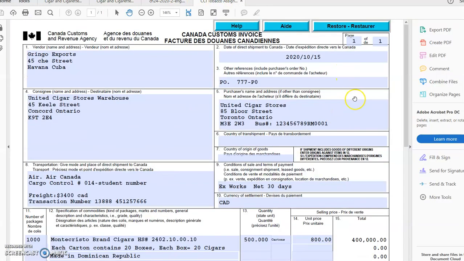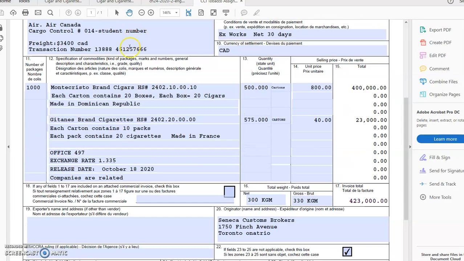Okay, so quickly, let's take a look at what you're going to be doing. You're going to be doing this assignment where you're going to have this shipment from Havana, Cuba. You've got cigars. Be careful here, there's 500 cartons. Each carton contains 20 boxes. Each box contains 20 cigars. So you're going to multiply 500 by 20 by 20 to get the number of cigars.